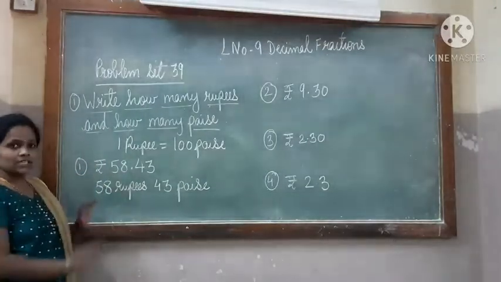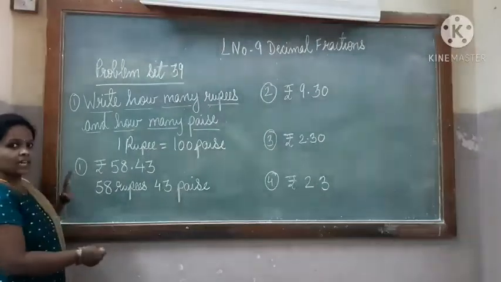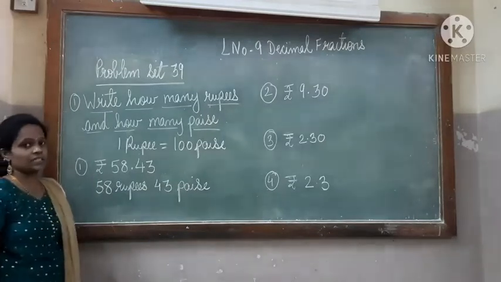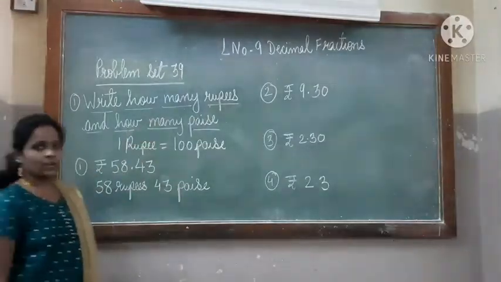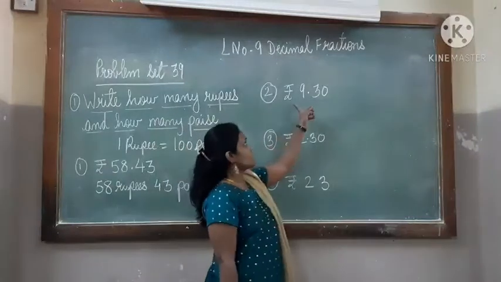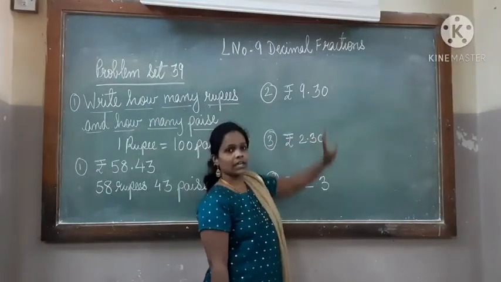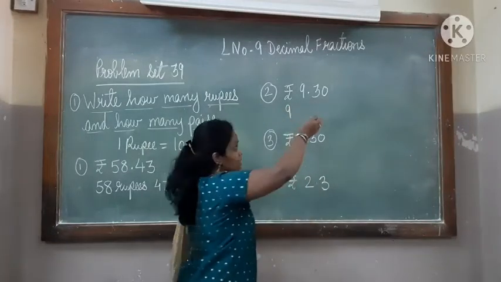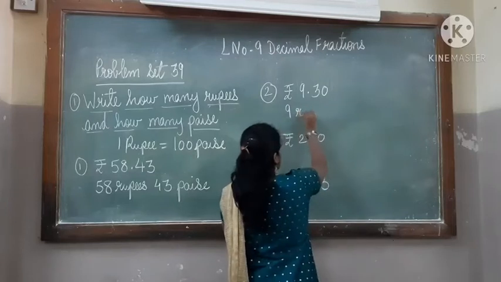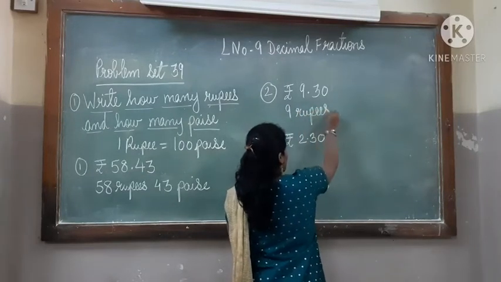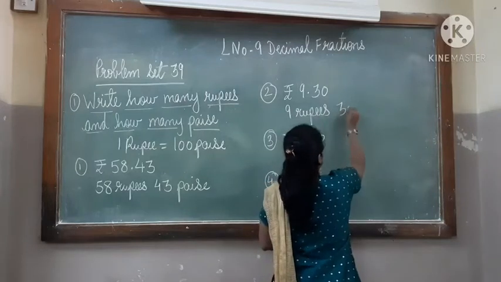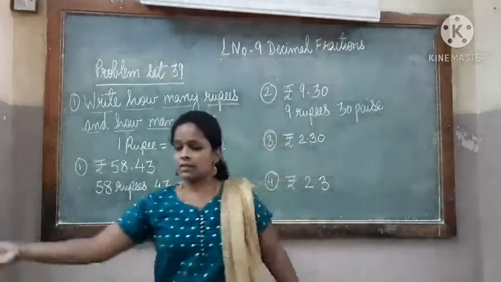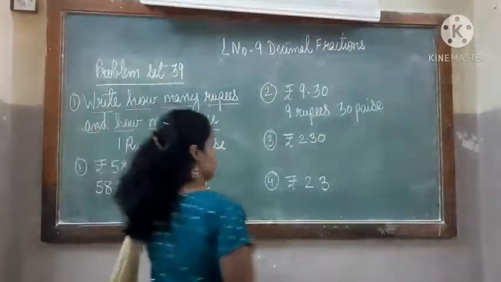You are supposed to write it this way. See the decimal point and see the right hand side and the left hand side. Towards the right hand side it is paise and the left hand side it is rupees. Now the second one, you can see the symbol of rupees is given, 9.30. Here again what you are going to do? See the left and right. Left of the decimal point it is rupees. So you will write 9 rupees 30 paise. Clear?